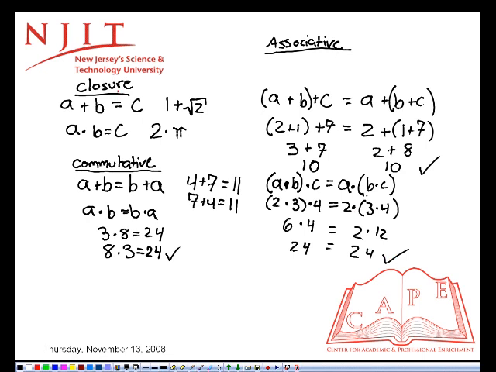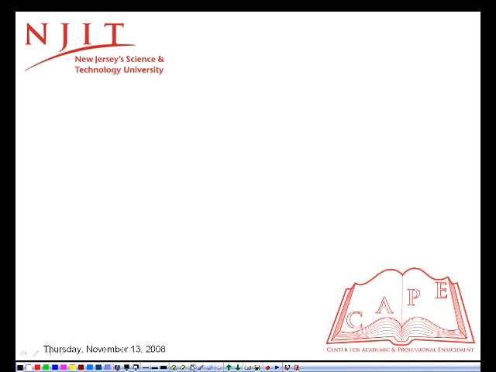So the closure property, the commutative property, and the associative property are all properties that can apply to both addition and to multiplication. And they're very helpful, and you've probably seen them once or twice, but you may not have realized it before.